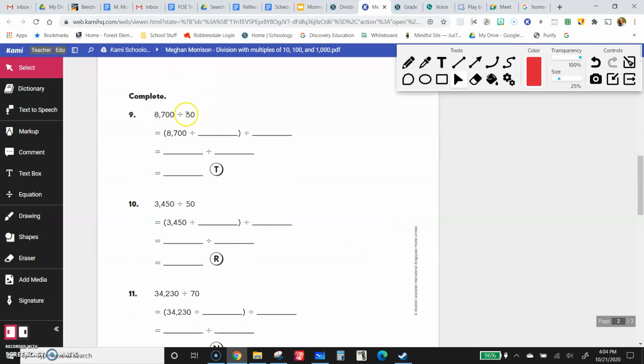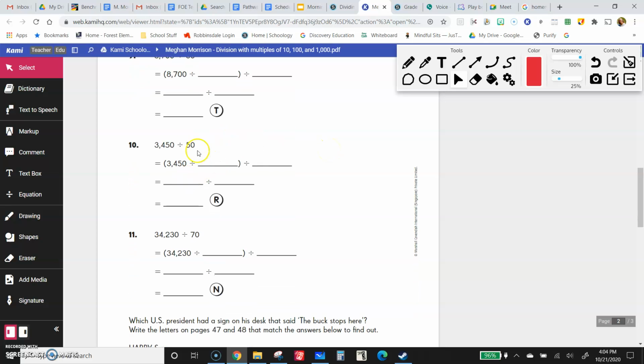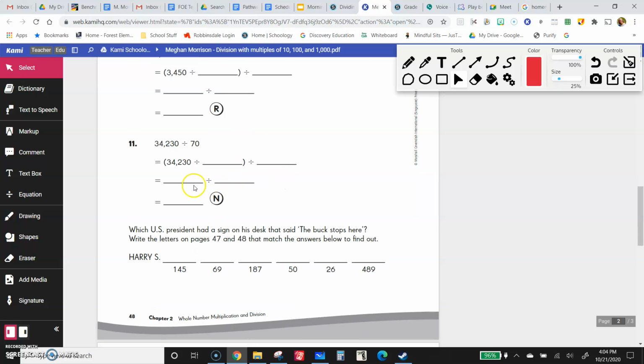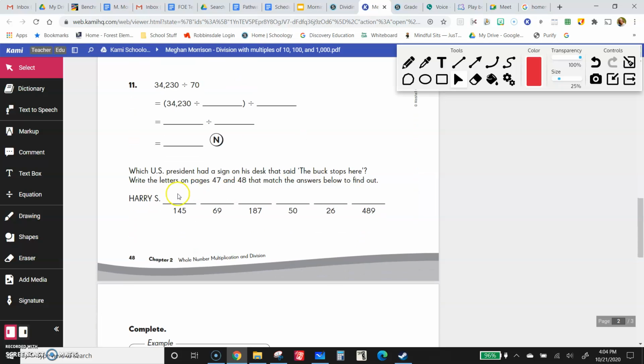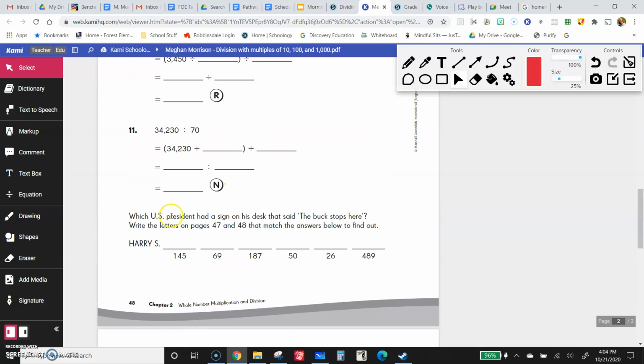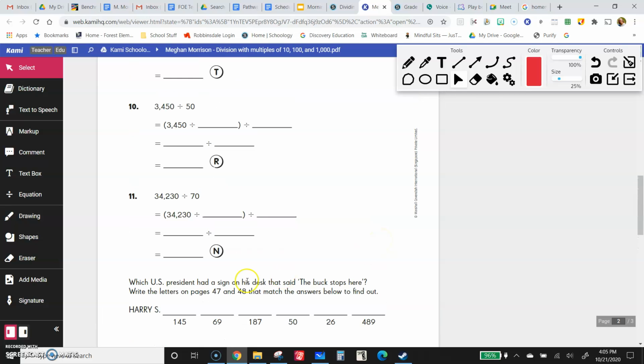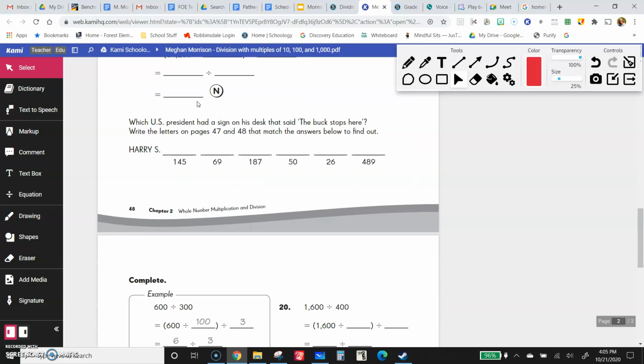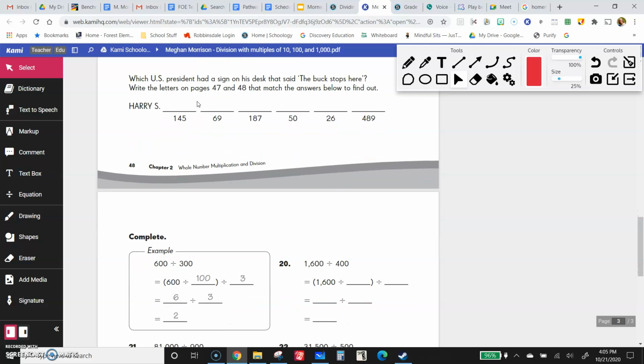All right, same thing here. We're just splitting up the 60 into 10 and 6. Divide by 10 and then divide by 6. Here we're dividing by 10 and then by 5, by 10 and then by 7. If you want to go through and find those answers and put the letters in here, it's a little trivia. Which U.S. president had a sign on his desk that said the buck stops here? Now, please don't use this trivia. You can go figure out Harry S., what his last name is. You could use that to reverse engineer your answers. But I do want you to have this practice because it is good practice.